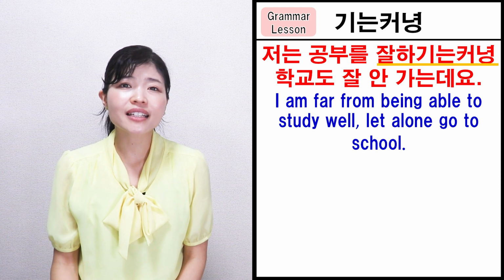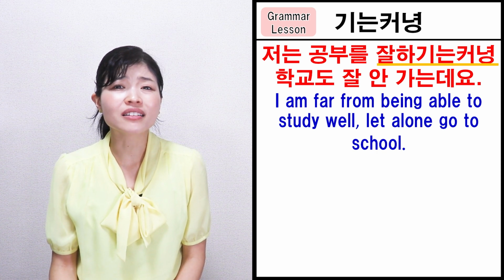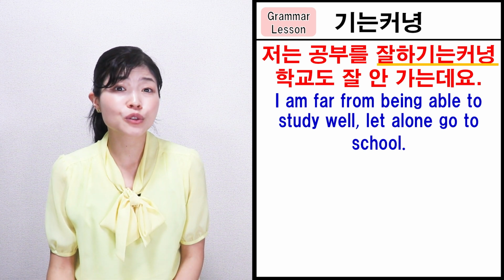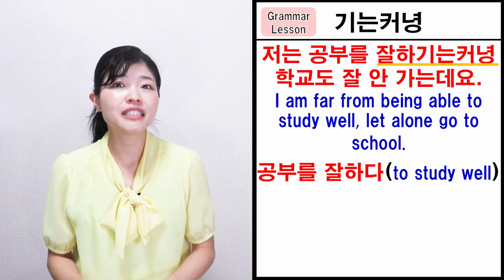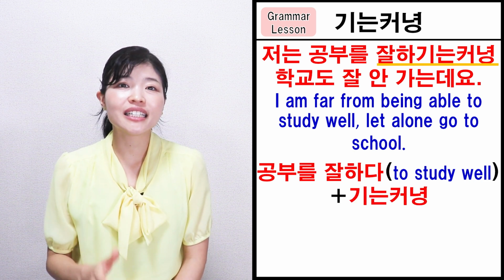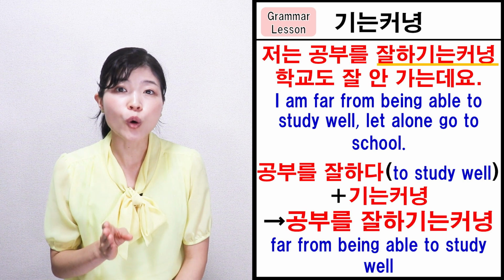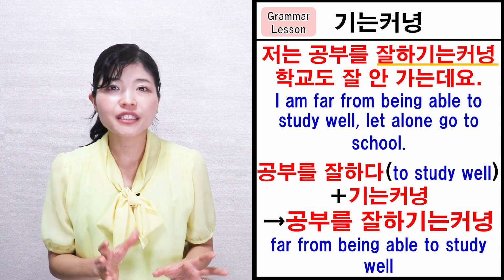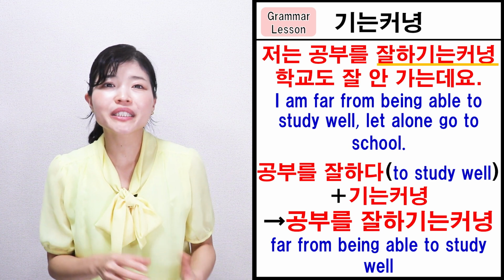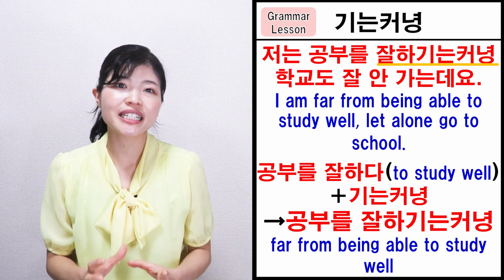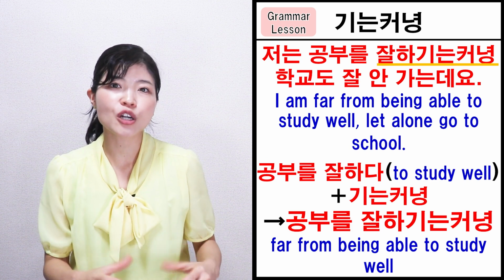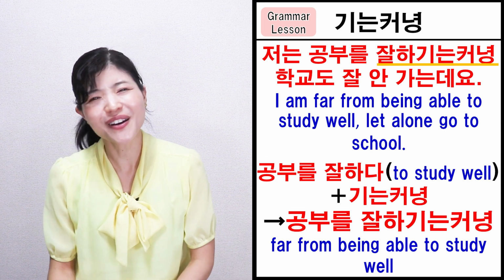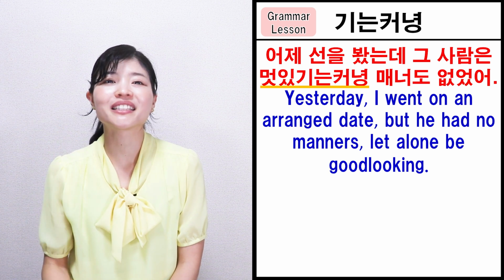저는 공부를 잘하기는커녕 학교도 잘 안 가는데요. I am far from being able to study well, let alone go to school. Here, 공부를 잘하다 means to study well. You attach 기는커녕 to the stem to make 공부를 잘하기는커녕, far from being able to study well. In other words, in this sample sentence, the speaker uses 커녕 to tell that he or she does not meet the minimum standard of what ordinary people would think to require of a good student. Do you understand? Now let's see the next one.